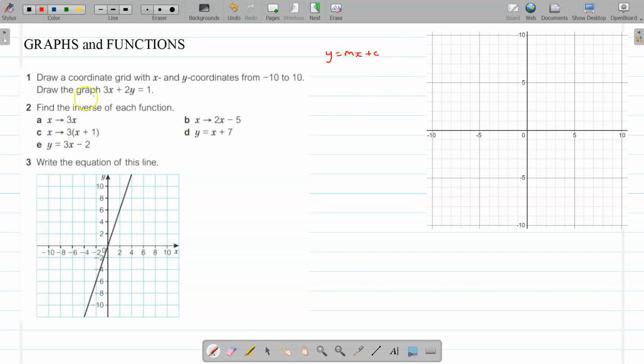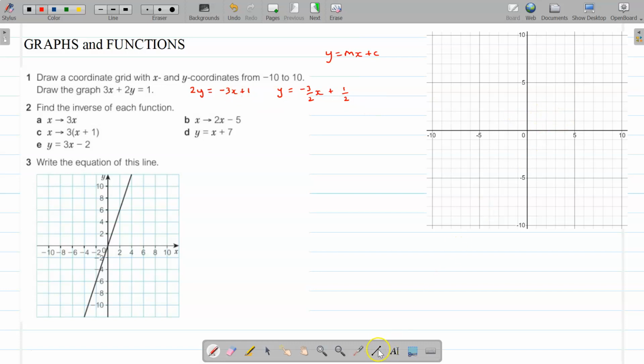Okay, so we're going to take away 3x from both sides. So I'll do it here. So I've got 2y must be equal to 1 minus 3x, or minus 3x plus 1. Same thing, it just looks more like this if we put the minus 3x first. Divide both sides by 2, we get y equals negative 3 over 2 x, which is like negative 1.5x plus a half, because we've divided both sides by 2.